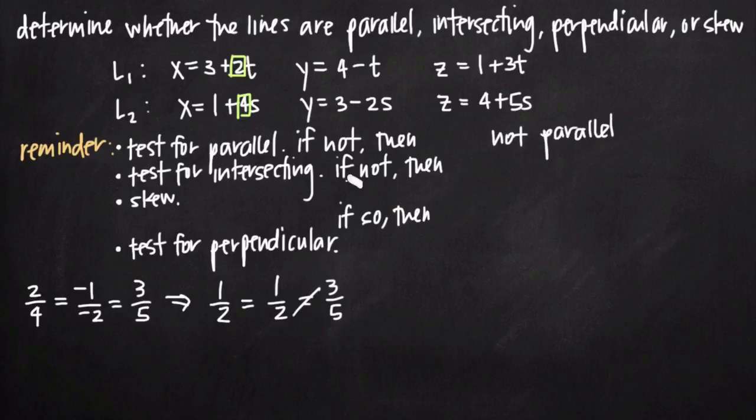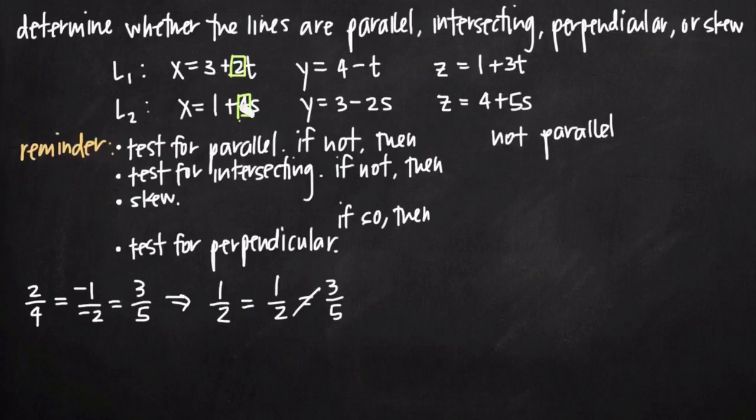That means we need to move on to our test for intersecting. If you find that they're parallel, you can stop, you're done, you don't have to test for anything else. Since ours are not parallel, we'll test for intersecting. Well, how do we test for intersecting? The way that we do it, we need to try to solve a system of simultaneous equations. If we can solve it, then we know that our lines are intersecting. If we can't solve it, we can conclude that they're not intersecting.